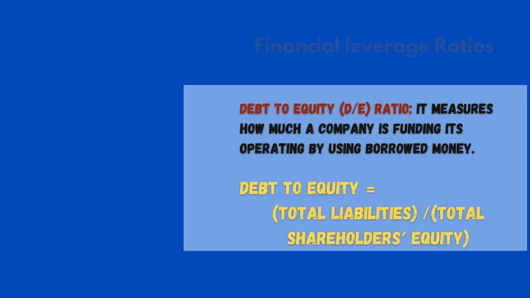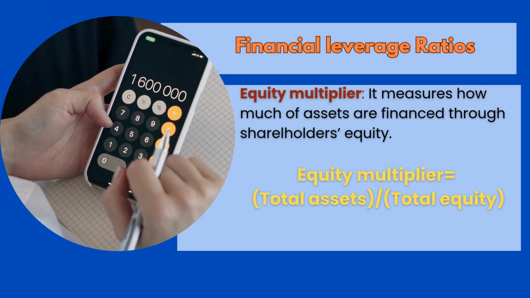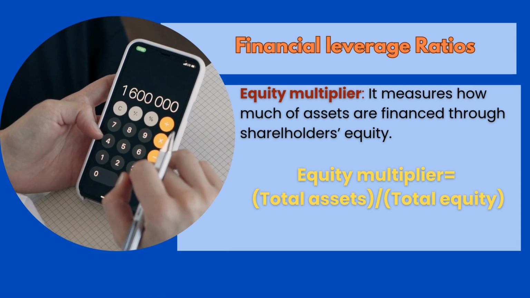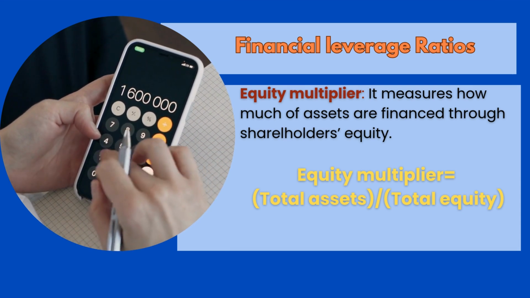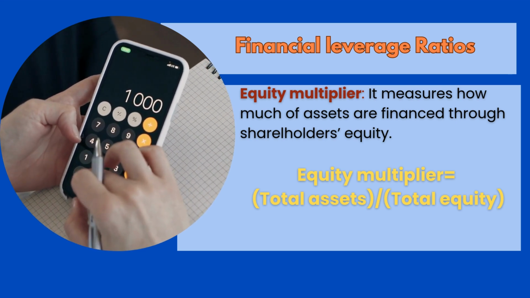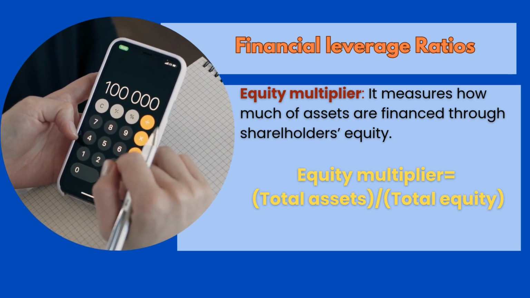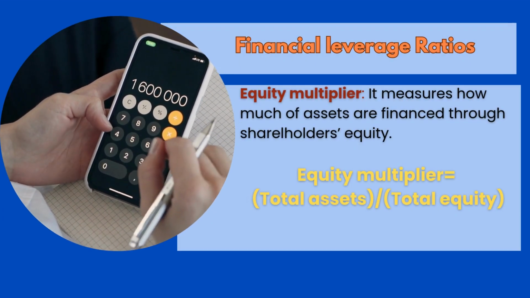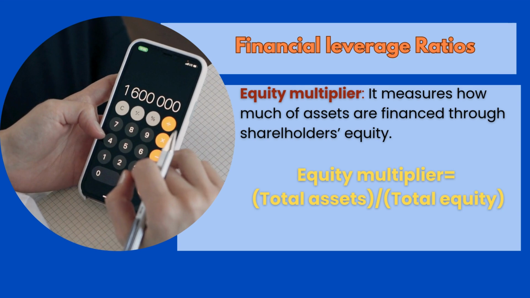Another ratio among financial leverage ratios is the equity multiplier. The equity multiplier is a kind of ratio that measures how much of the assets are financed through the shareholders' equity. Here we compare the total assets with the total equity.